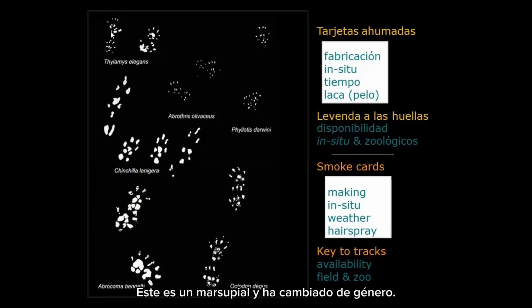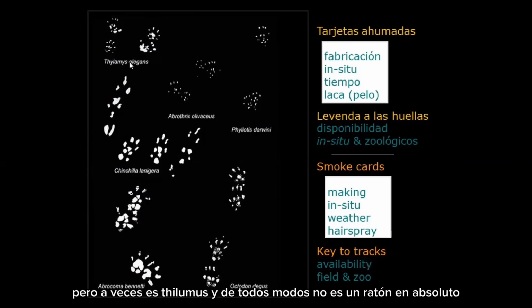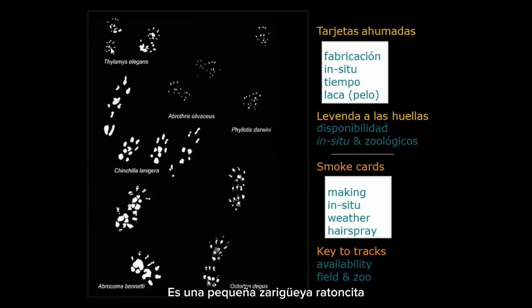This is a marsupial, and he's changed his genus, as we talked about in the first lecture. This genus has changed to something or another, I forget now, but sometimes it's Thylamys. Anyway, it's not a mouse at all. It is a little mouse opossum. It's a marsupial, the only marsupial in our area.